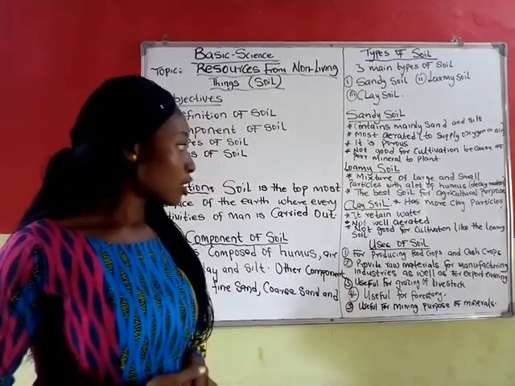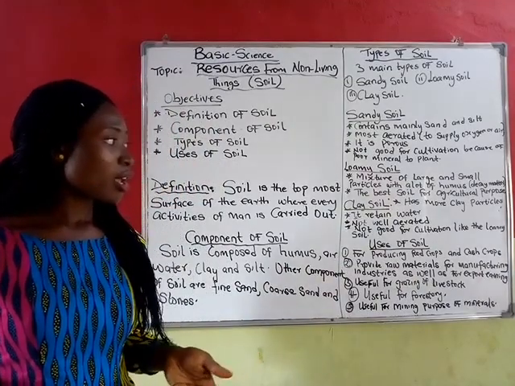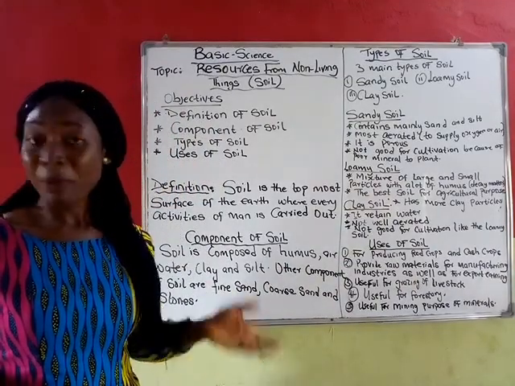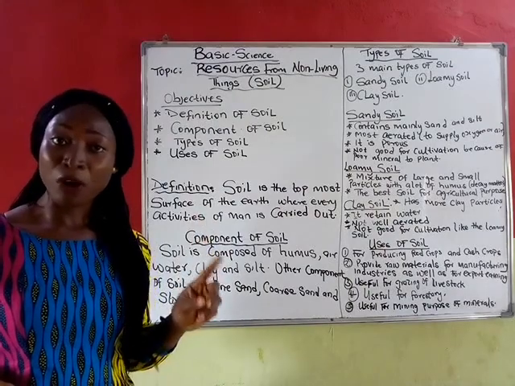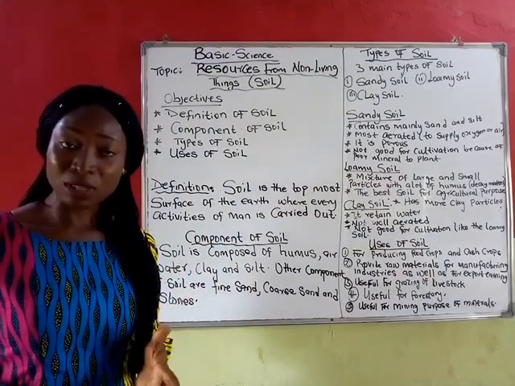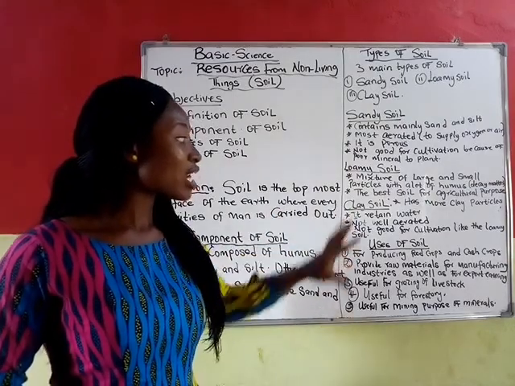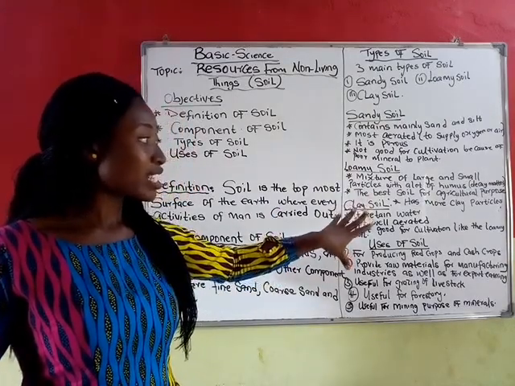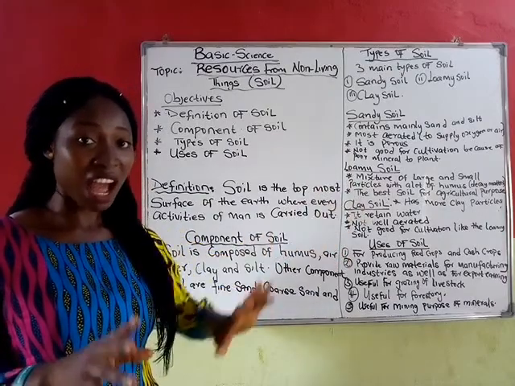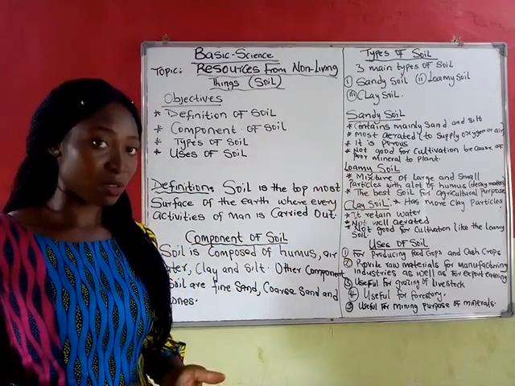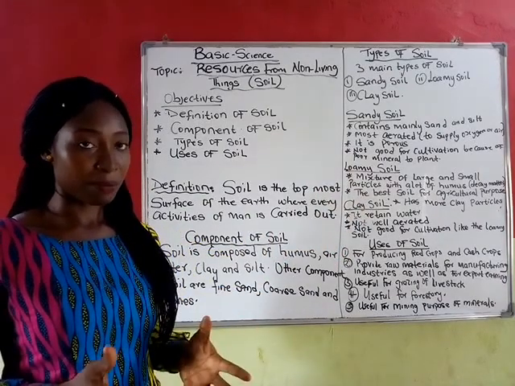Then we go to the clay soil. The clay soil has more of the clay particles. Remember I told you that soil is composed of different components: the clay, the silt, water, air, and humus. So the clay soil comprises more of the clay. It doesn't have more of sand and silt, rather it has more of clay.